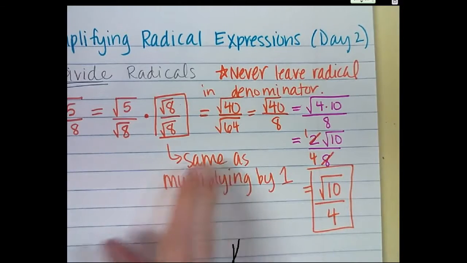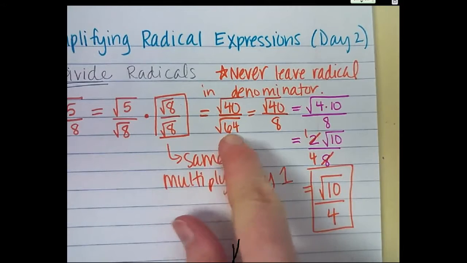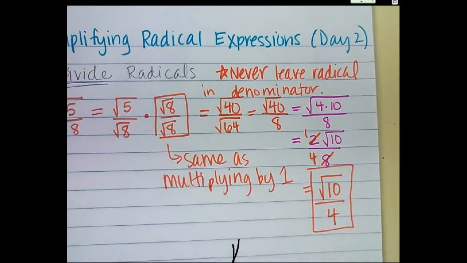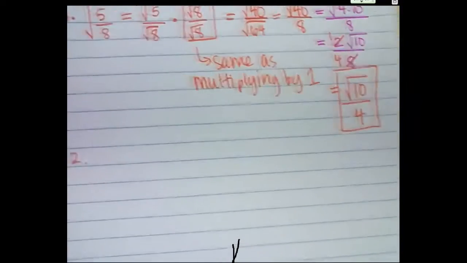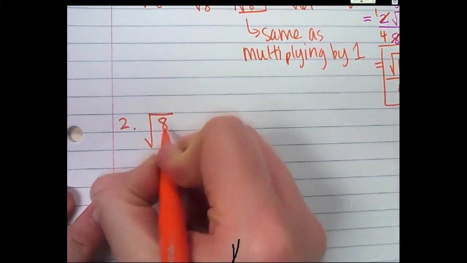Okay, so what you're looking for is a perfect square on the bottom. That way it goes away. So you just have to multiply by something to get that perfect square. So let's try another one. Where's my number 2 there? Square root 8 over 3.